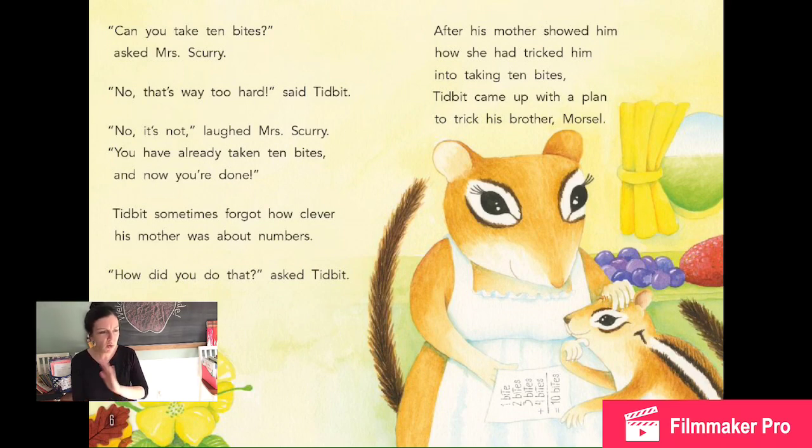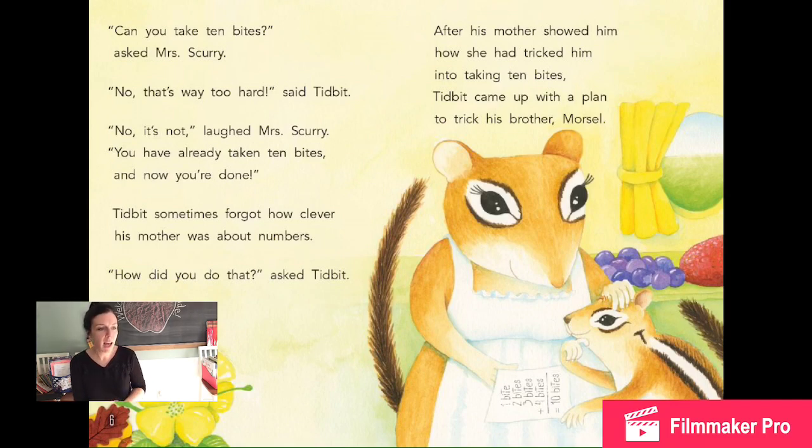Okay, let me use Skippy Frog and then I'll come back and look at it and use Chunky Monkey. Forgot how clever his mother was about numbers. Okay, let me go back. Tidbit. Now wait a second. I see the word some and I see the word times. So maybe I just need to put them together and see what the word is. So let's see. Sometimes. Sometimes. Okay, so let me see if that makes sense.